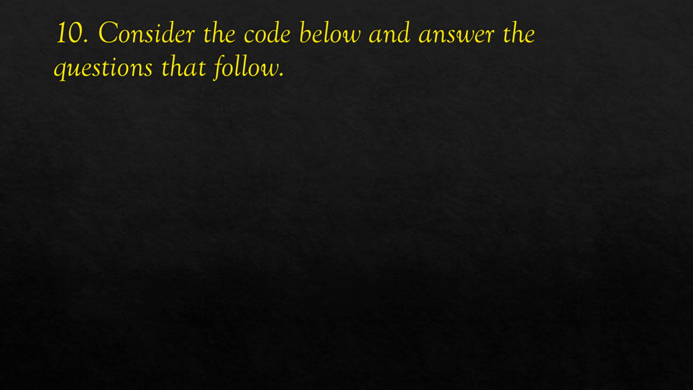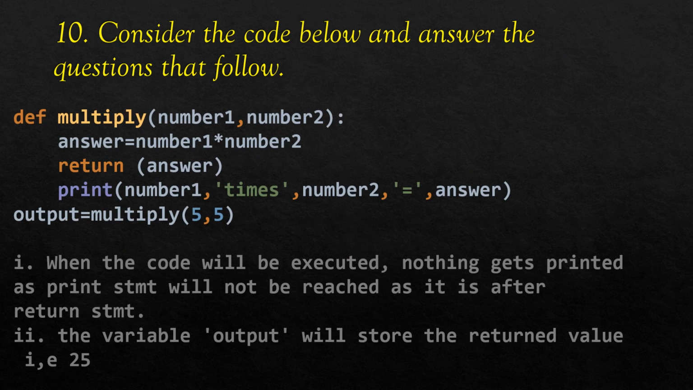Consider the code below and answer the question that follows. Here one function is defined, multiply, with arguments number 1 and number 2, and answer is equal to number 1 into number 2. And there is a return statement which is returning the answer. After that it is printing number 1 times number 2 is equal to answer. Now output is equal to multiply 5 comma 5.